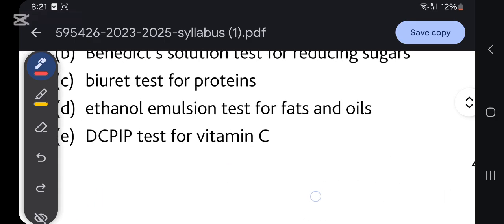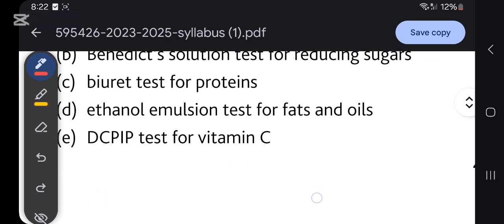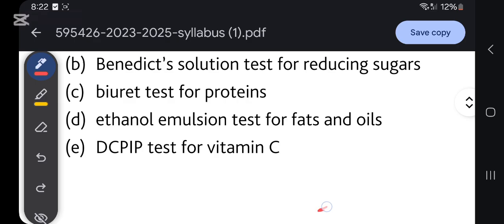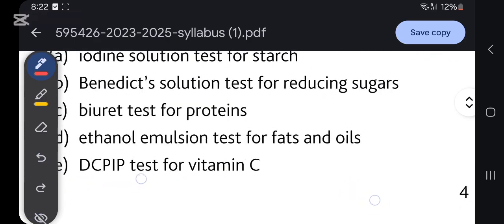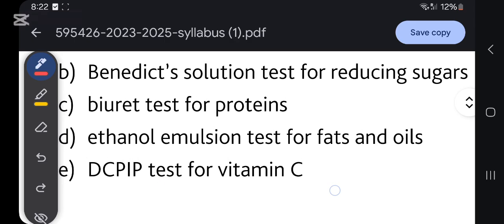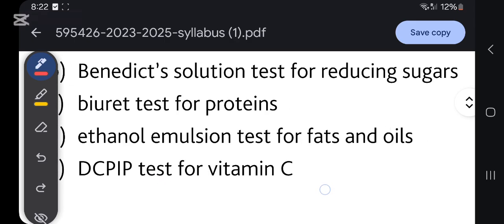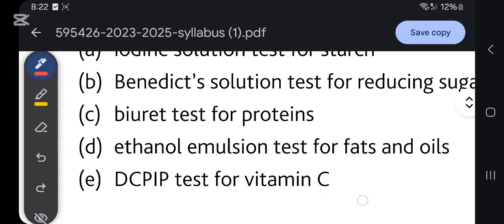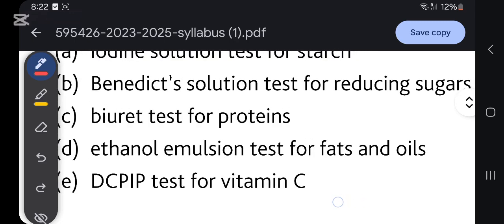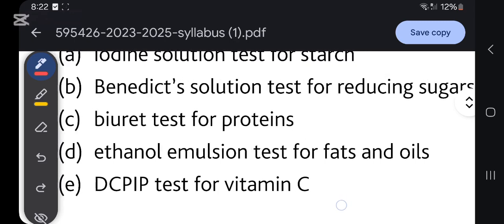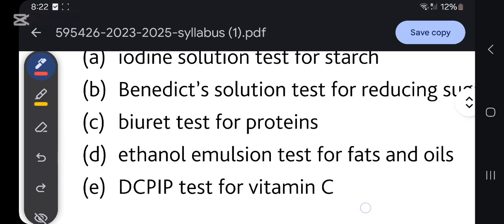Basically, fat is a lipid, and oil is also a lipid. Fat is a lipid that is solid at room temperature, and oil is the lipid that is liquid at room temperature. They do not dissolve in water, but they do dissolve in ethanol. So we use this to check if they are present in any food.